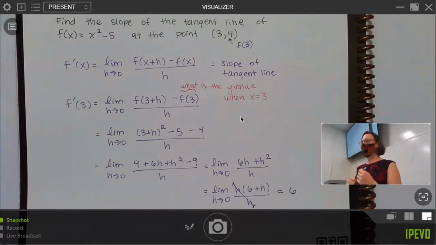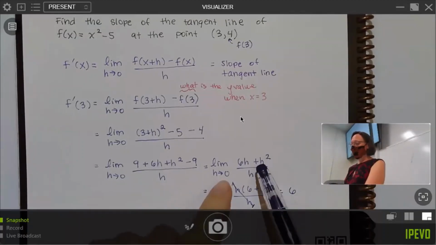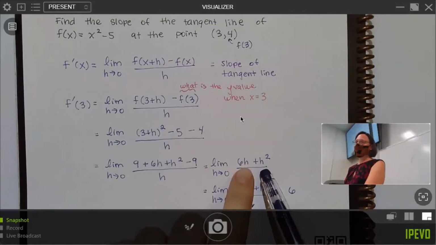More questions on this before we move on? Are you allowed to use h in an exam? For sure, you can use h instead of delta x. The textbook has both options, and as long as you're doing stuff that is in the textbook, you're totally fine. h plus h squared is h. So I factored an h out of both terms.